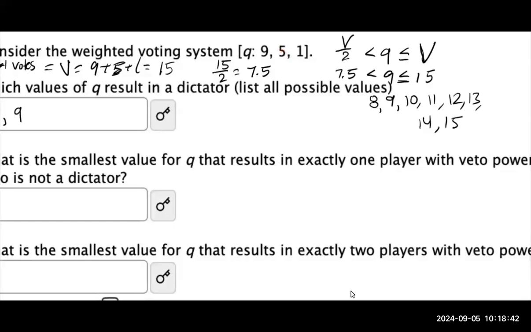So really we're looking here at when player number 1 has veto power. So let's just focus on that. We've already said player number 1 was a dictator with the quota being 8 and the quota being 9. So those are not answers here, because it specifically says when they're not a dictator.